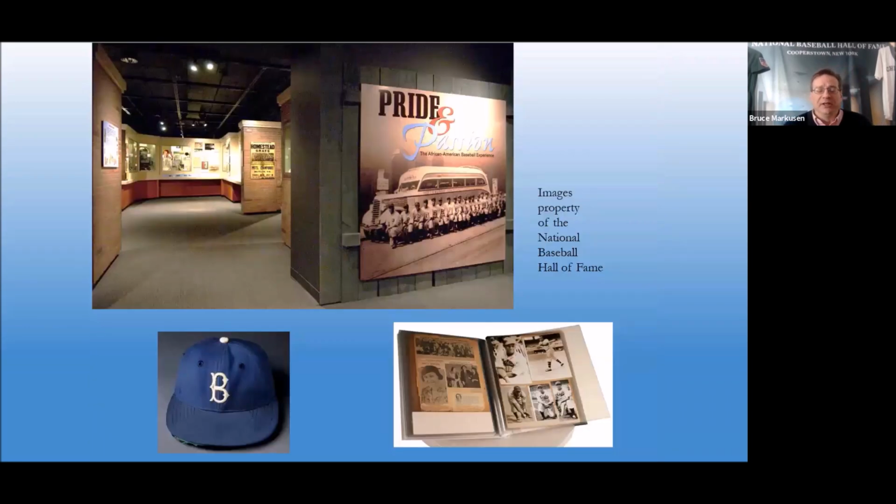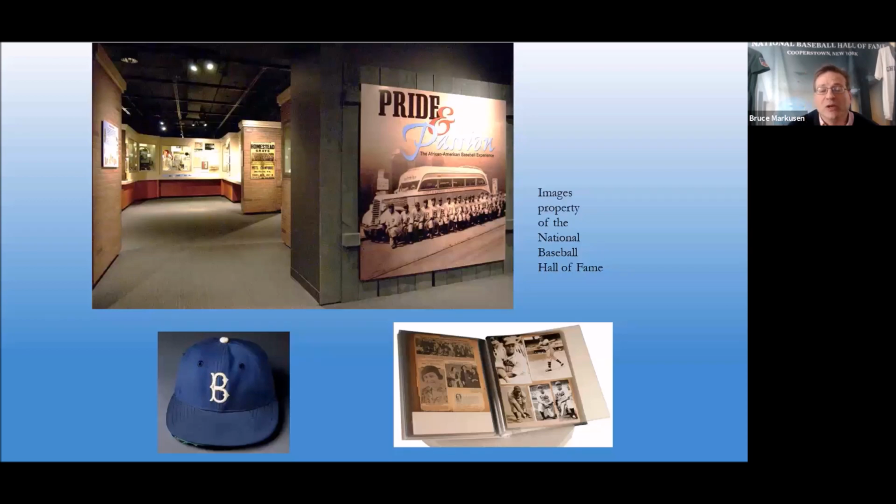Here's our Pride and Passion exhibit. It's an exhibit that is currently undergoing some changes. When our museum does reopen, it'll look a little bit different. And then in 2022, we're going to do a complete do-over on this exhibit, which first opened back in 1997. You might say, why 2 years from now? Why 2022? Well, that'll be 75 years after Jackie Robinson broke the color barrier. But right now, this is what the exhibit looks like.